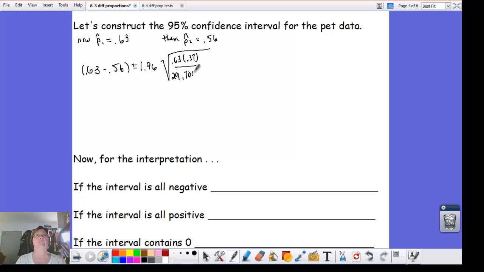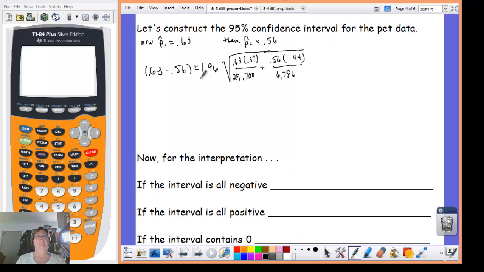29,700 US households. The second sample had a p hat of 0.56. That means q hat is 0.44, and the sample size there was 6,786. Okay, this definitely calls for a calculator. I don't want to do that math in my head at all. So I'm going to ask you to take just a second and come up with an interval, and I will show you mine, and then we'll talk about how you interpret it.